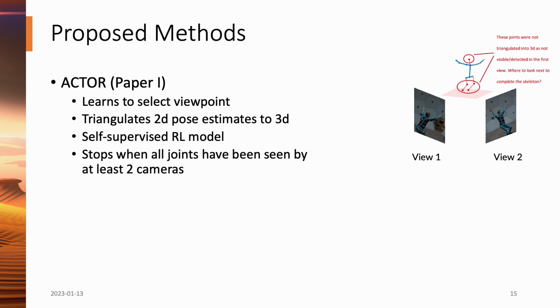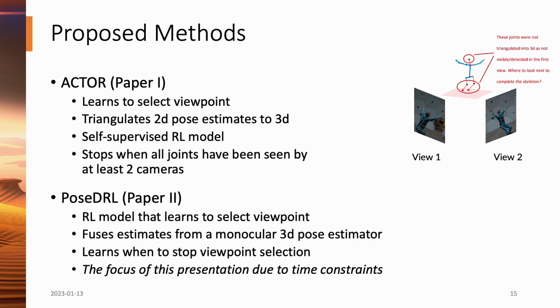In paper 2, we study the problem of an agent equipped with a 3D human pose estimation network instead of a 2D network. We again train an RL agent that learns to select informative viewpoints and fuse multiple 3D pose estimates together. Since 3D pose estimation usually predicts the entire pose regardless of occlusion based on learned priors, we do not use a heuristic stop. Instead, the agent learns to stop viewpoint selection when it believes it has observed the subjects from sufficiently many viewpoints. Since the two approaches are similar, and in order to conserve time, I will focus on the model in paper 2.